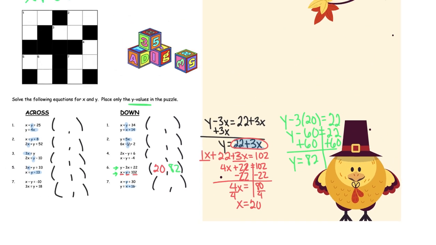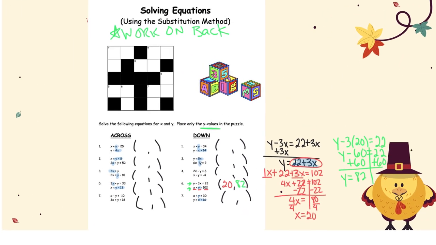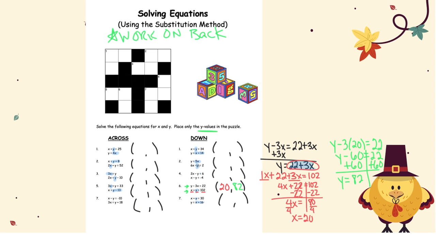So if we're going to check our work in the crossword puzzle, remember we're only putting our y's in there. So our y was 82 and we're on 6 down, so we would say 8 and 2. Okay?